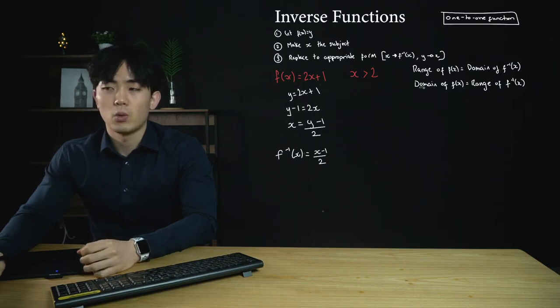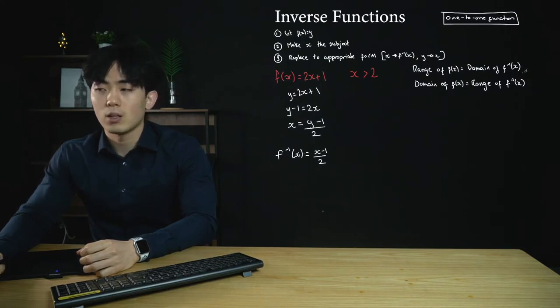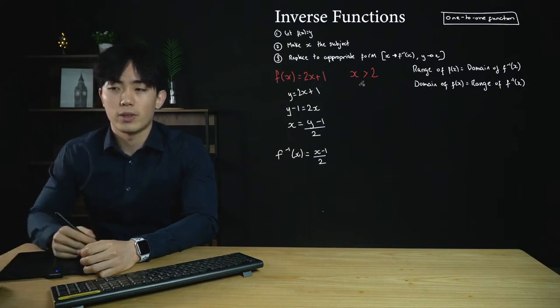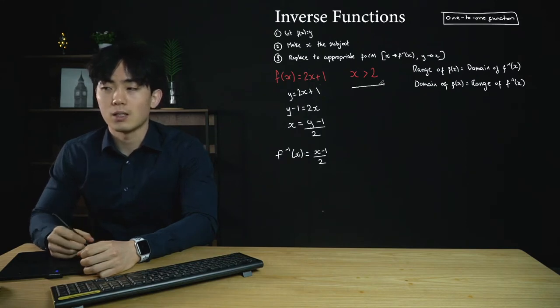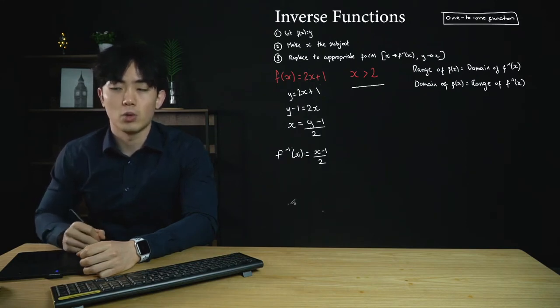Okay, so we can also find the range and domain of the inverse. As you can see here, the domain of the inverse is the range of the function, and the domain of the function is the range of the inverse. So we are given this domain of the function here, x being bigger than 2. That means the range of our inverse function would also be bigger than 2. So the range of the inverse will be bigger than 2.